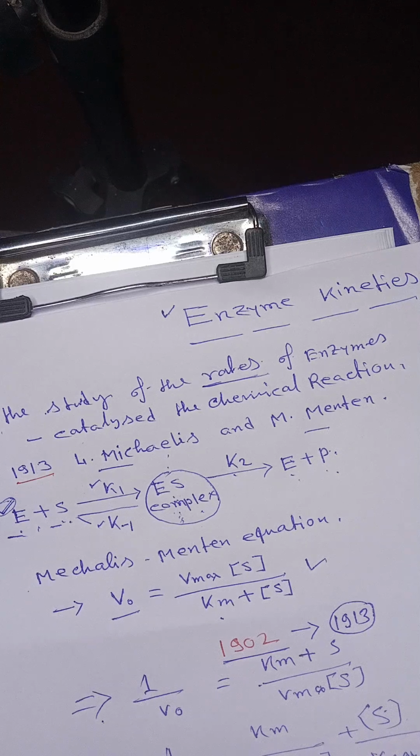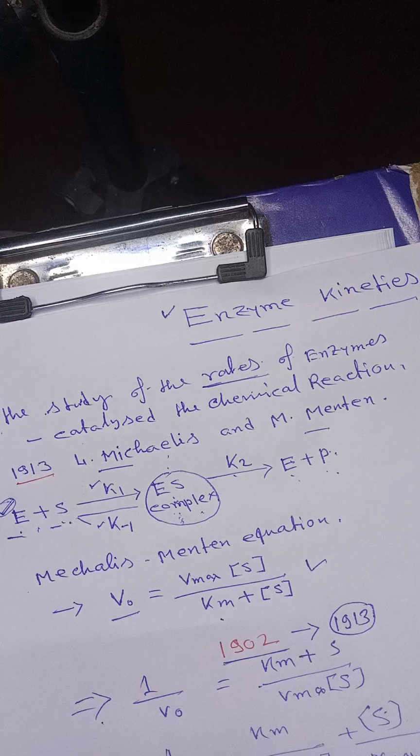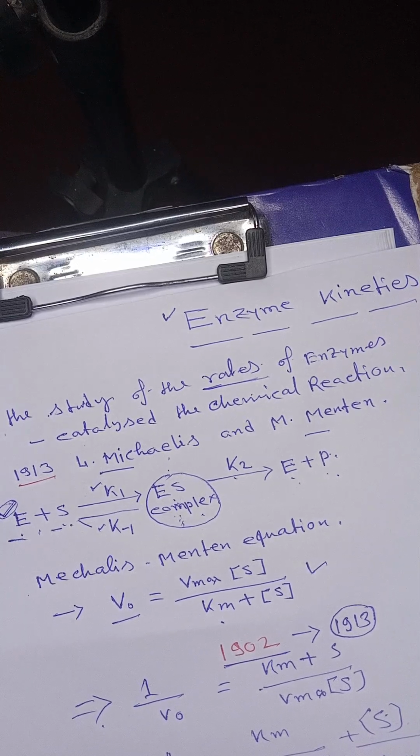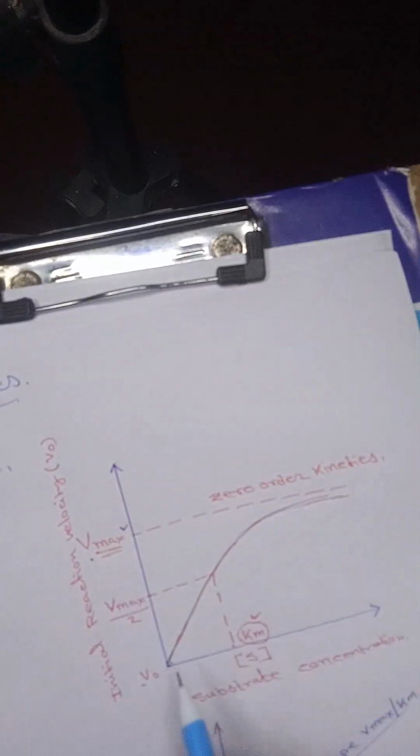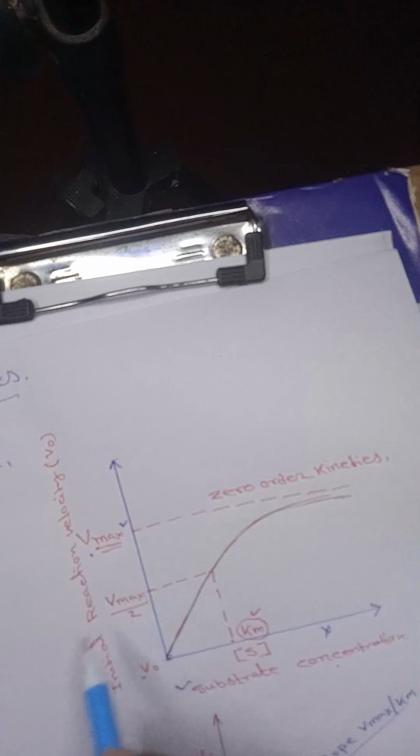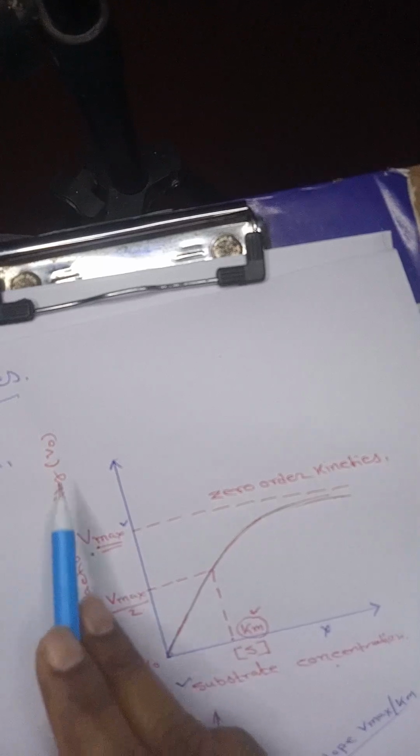Okay, so the substrate gets modified to form the product, and the product gets dissociated into enzyme and product. Okay, these are actually the models of the Michaelis-Menten model. We can describe it as a curve-like structure. So here on the x-axis we mention the substrate concentration S, and on the y-axis we mention the initial reaction velocity, that is V0.